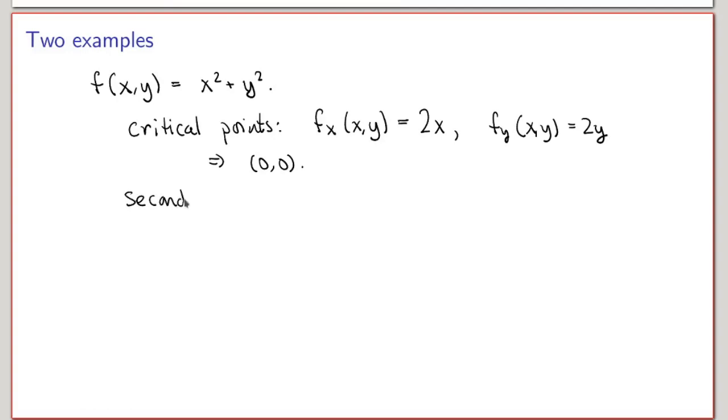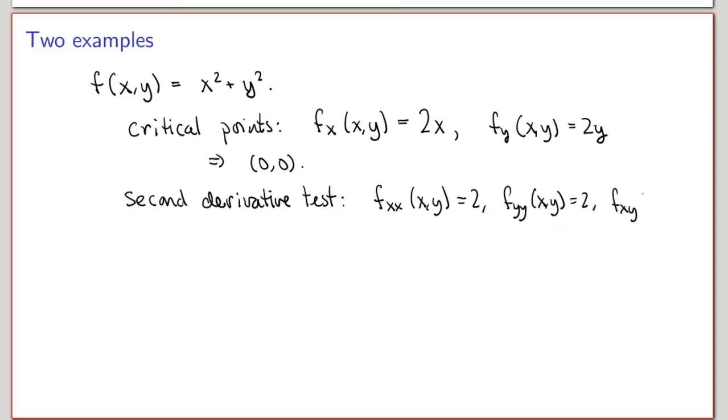Next, I need to determine whether this is a local maximum or a local minimum or a saddle point. So I use the second derivative test. I need to calculate the second order partial derivatives. f_xx is equal to 2, f_yy is equal to 2, and the mixed partial derivative is equal to 0. So I can calculate the function D at the origin. Recall that this is given by f_xx times f_yy minus f_xy squared. So at the origin I get 2 times 2 minus 0, which is equal to 4.